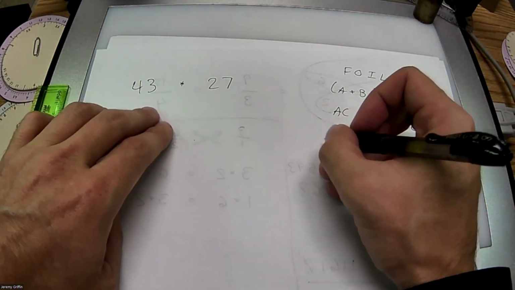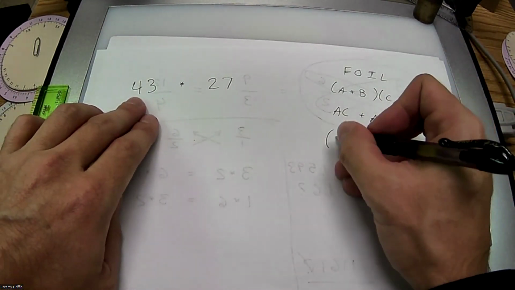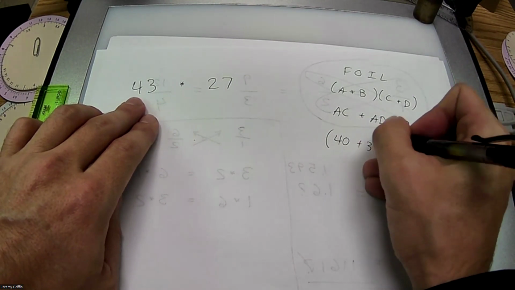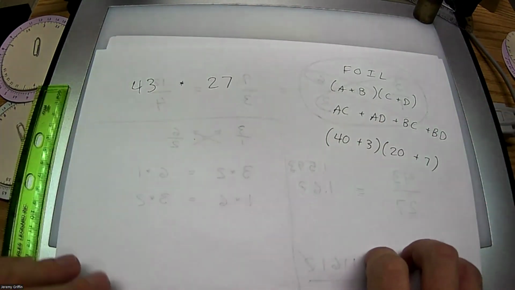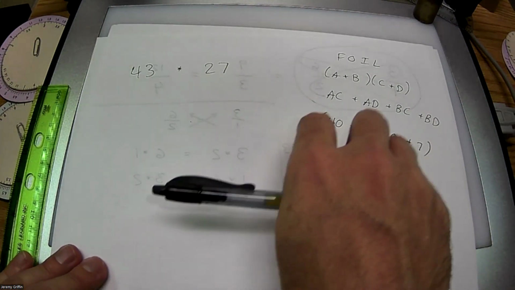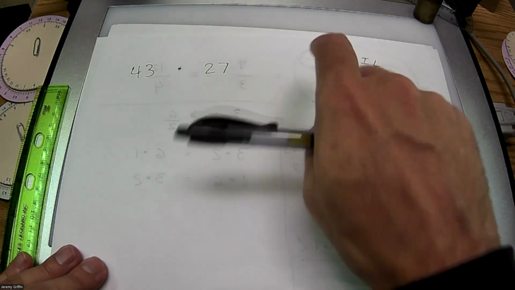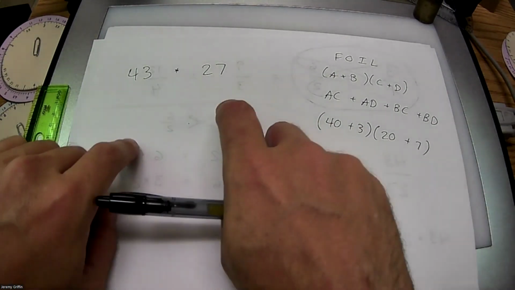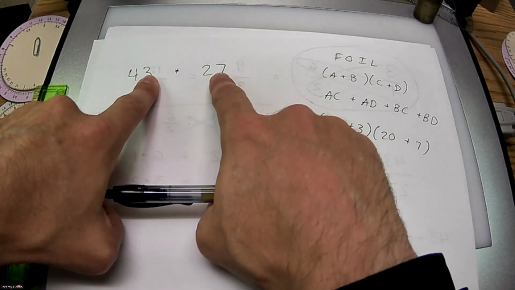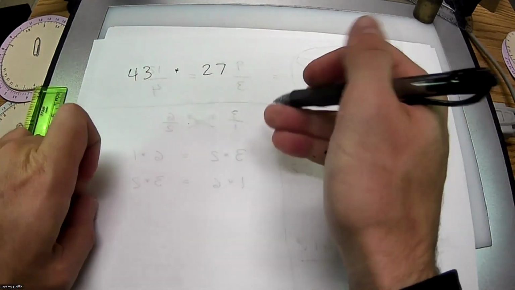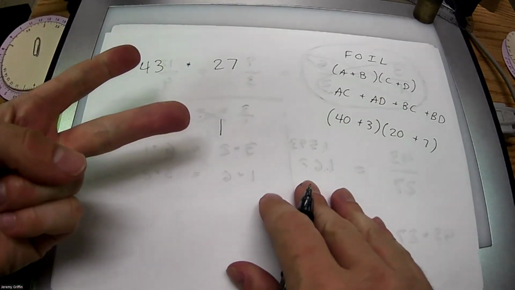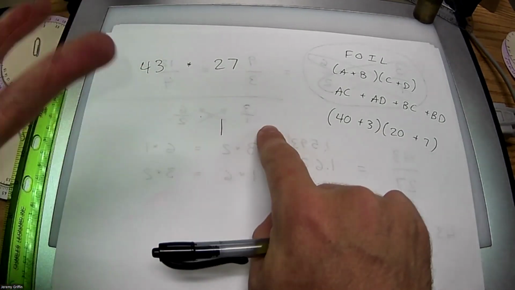So what does that have to do with this? Well, I can think of this like 40 plus 3 and 20 plus 7. Also, I'm going to start with last and work backwards: last, inside, outside, and then first. So watch this, guys. What's 7 times 3? 21. So you got to know times tables up to 10. I'm going to write down 1, but I'm going to carry a 2, because 21. Is that okay?